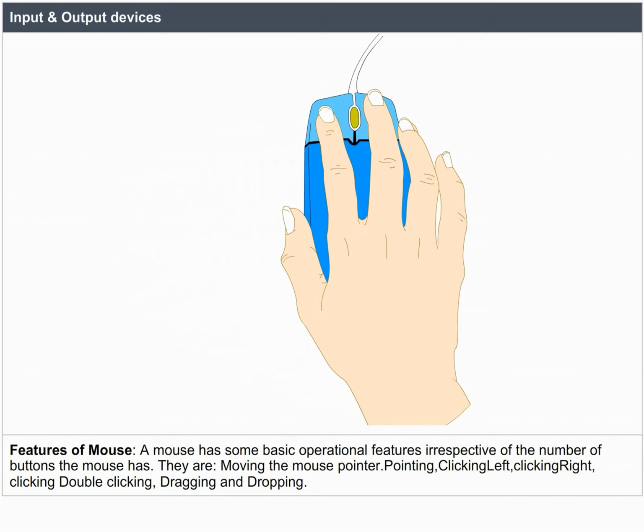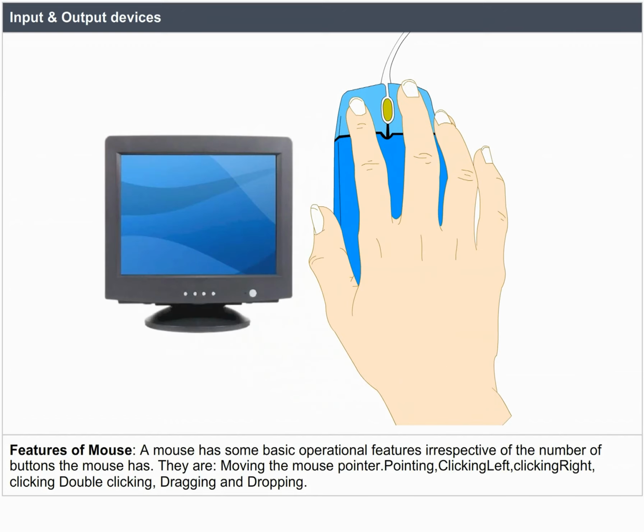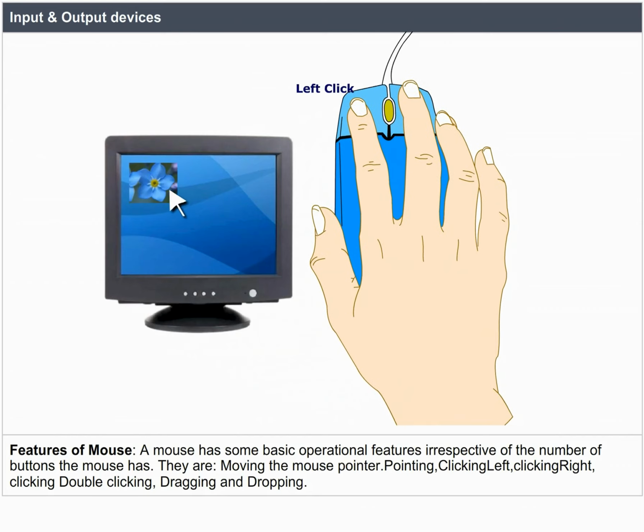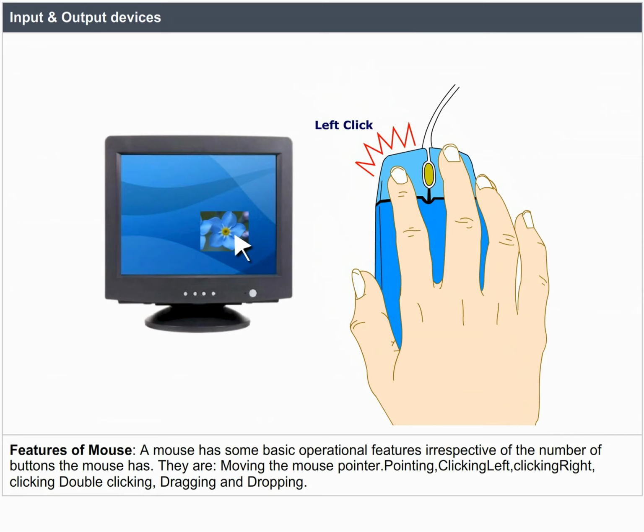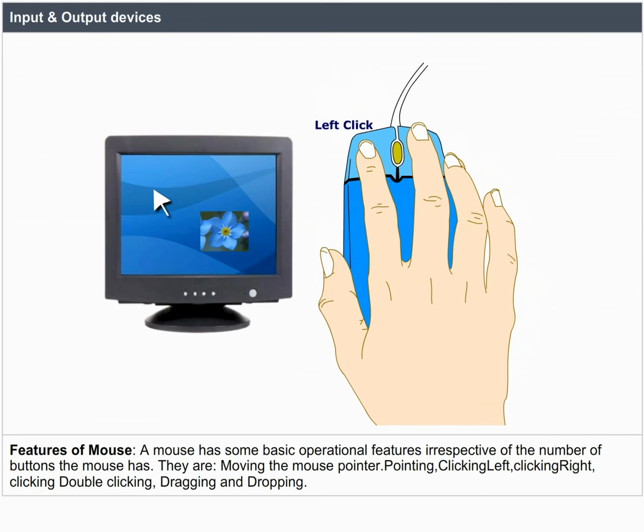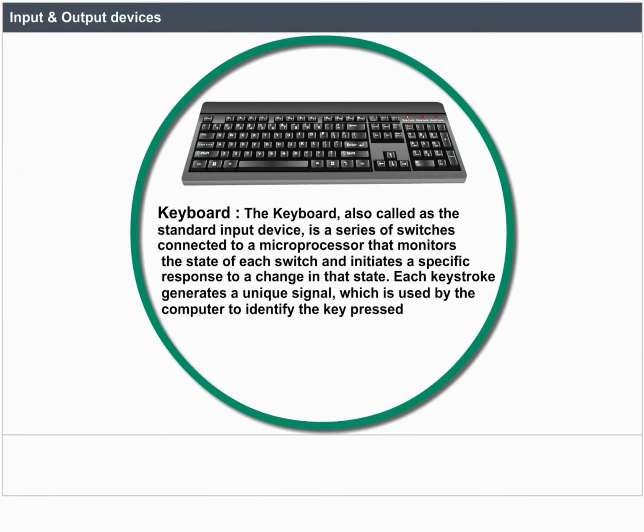Features of mouse. A mouse has some basic operational features irrespective of the number of buttons that a mouse has. They are moving the mouse pointer, pointing, clicking, left-clicking, right-clicking, double-clicking, dragging and dropping. Keyboard. The keyboard, also called a standard input device, is a series of switches connected to a microprocessor that monitors the state of each switch and initiates a specific response to a change in that state. Each keystroke generates a unique signal which is used by the computer to identify the key pressed.